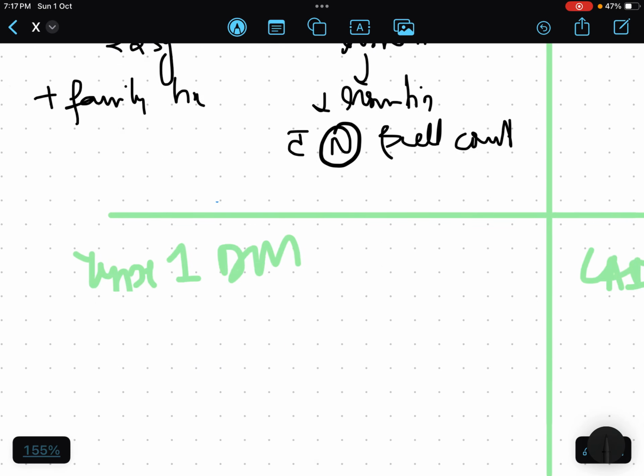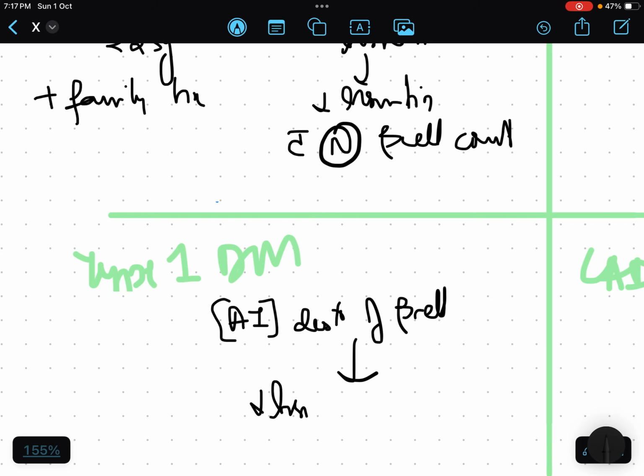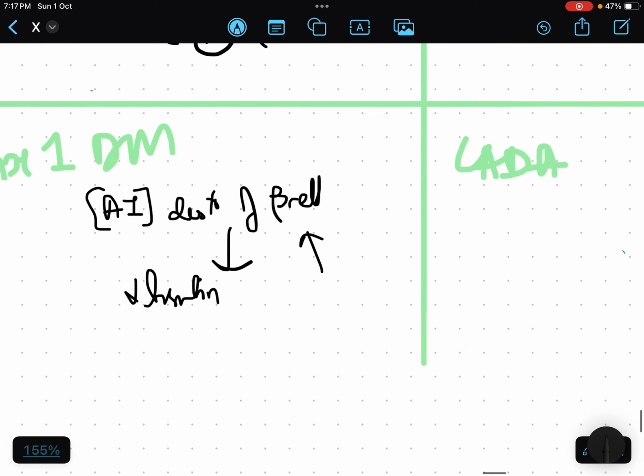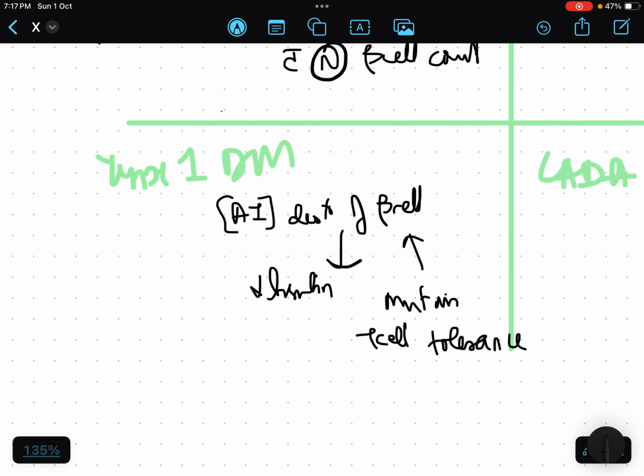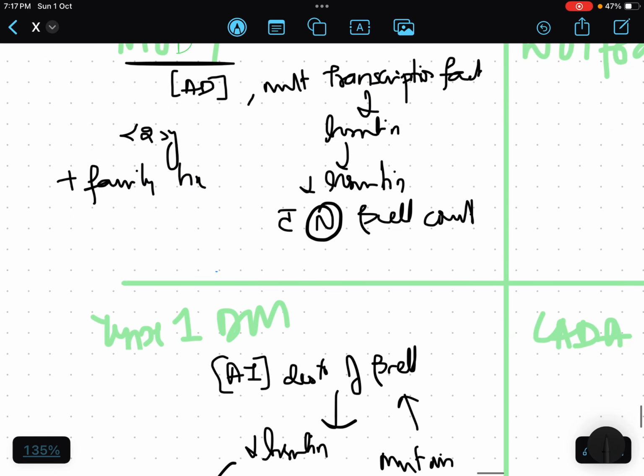Whereas type 1 diabetes mellitus is an autoimmune mediated destruction of beta cell, thereby decreasing the insulin synthesis. It can be due to mutation in T cell tolerance. It may or may not have family history. There is decreased or absent C-peptide in type 1 diabetes mellitus, whereas there is normal C-peptide in MODY.